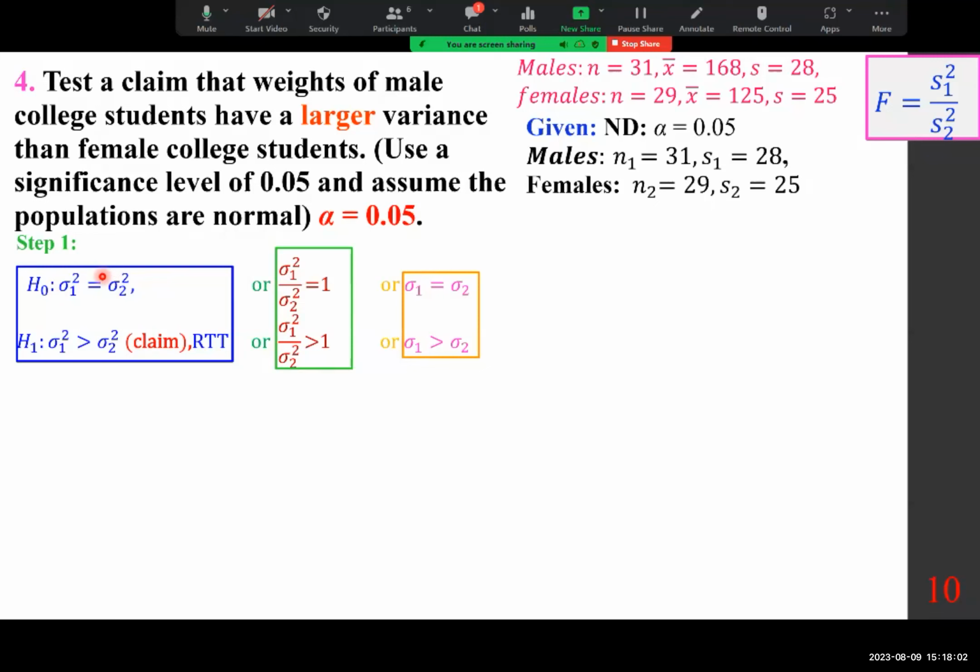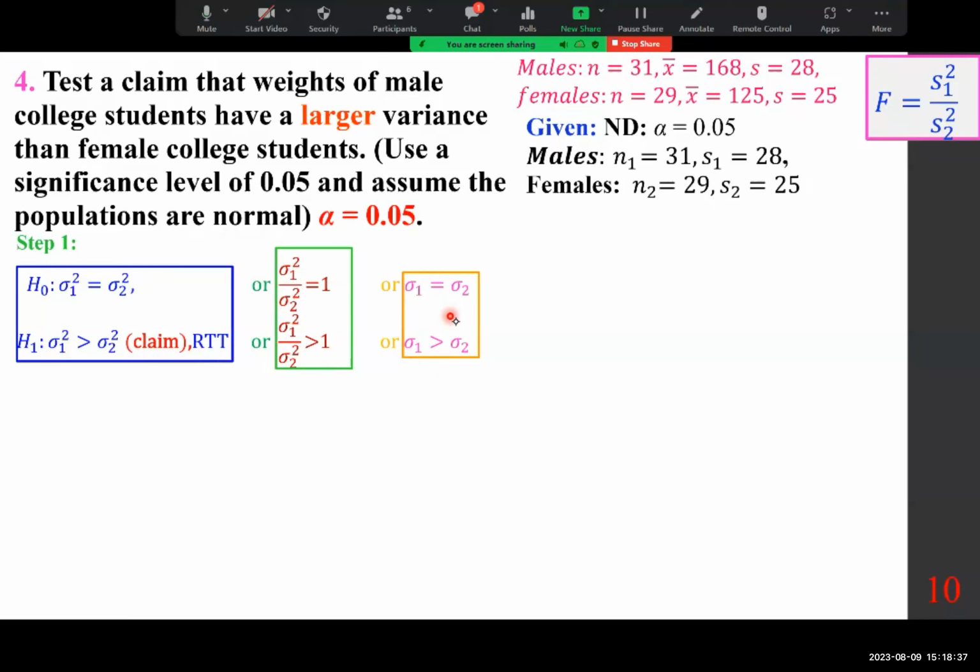If we use this one and larger, we are testing the claim that this is larger. So this is a right tail test. Then you say sigma 1 squared is larger than sigma 2 squared. That is the claim, and that's a right tail test. If you go this route, then this ratio is larger than 1. I hope you see why 1. If they are equal, the ratio is 1. If this is larger, the ratio is larger than 1. In this case, sigma 1 is equal to sigma 2. In this case, sigma 1 is larger than sigma 2. You don't write all of them. There are 3 different ways of writing.